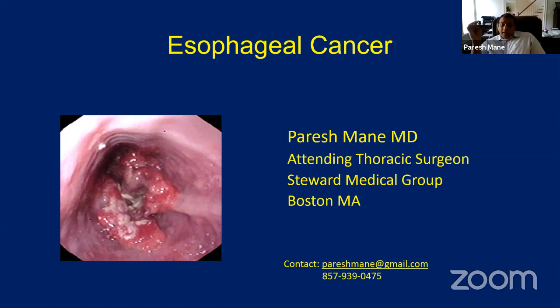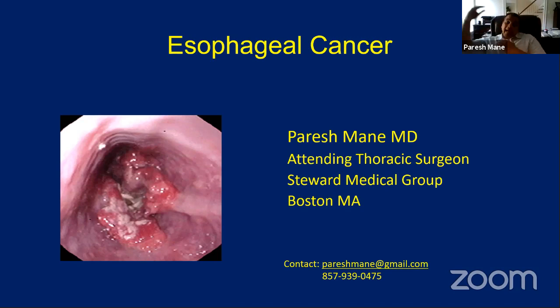I think the role for EUS is only for staging in early stage cancers. If a patient presents with dysphagia and you get to a point where you can't even get a regular scope in that patient, there is no role for EUS. The EUS scope is larger, and what the EUS is going to do is tell you whether it's T3 versus T4.